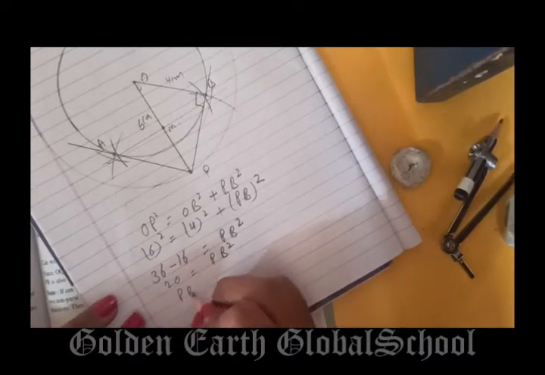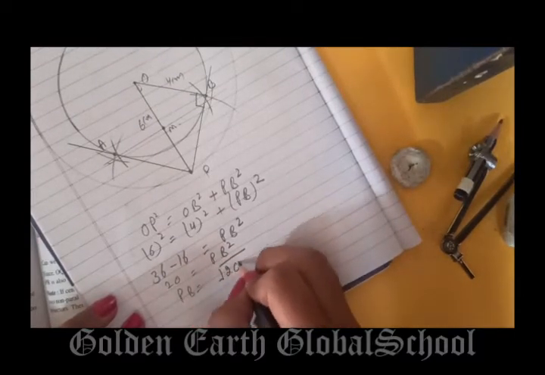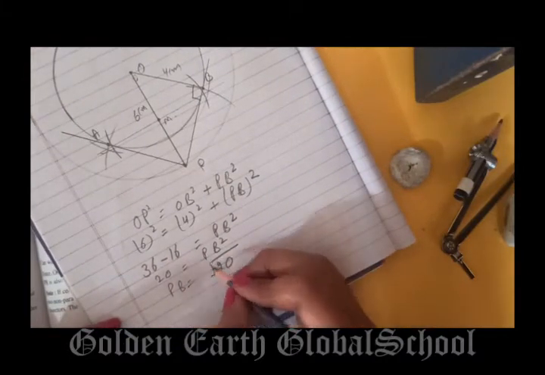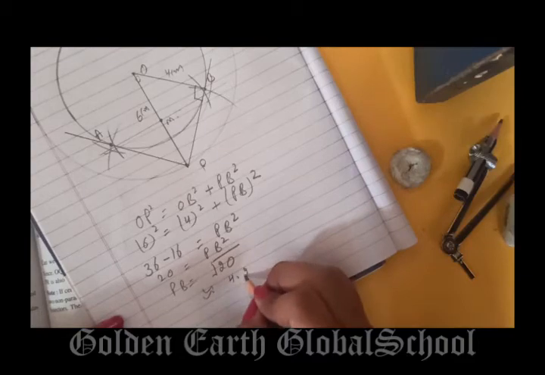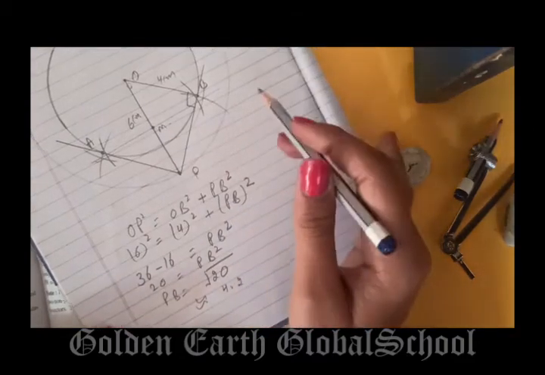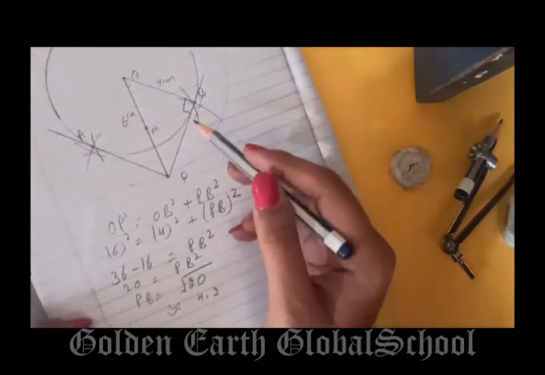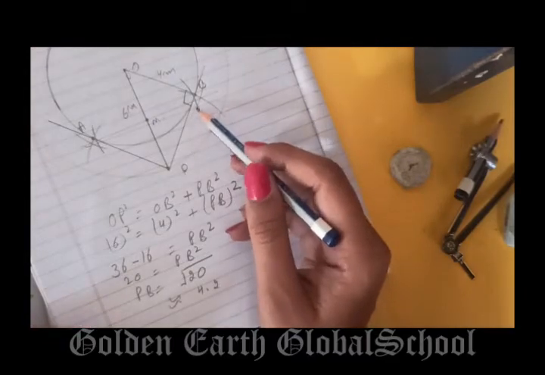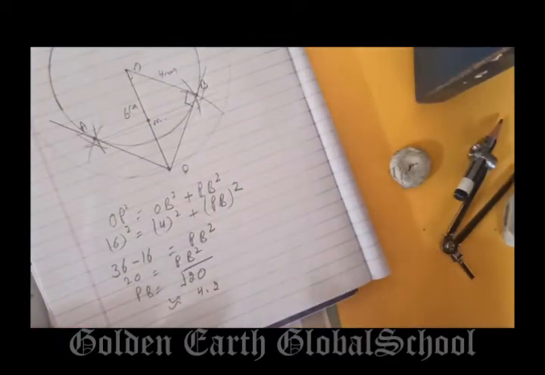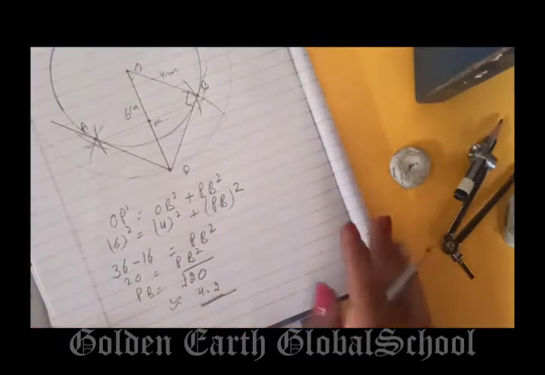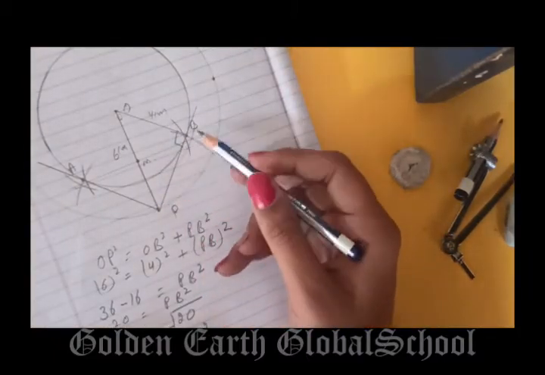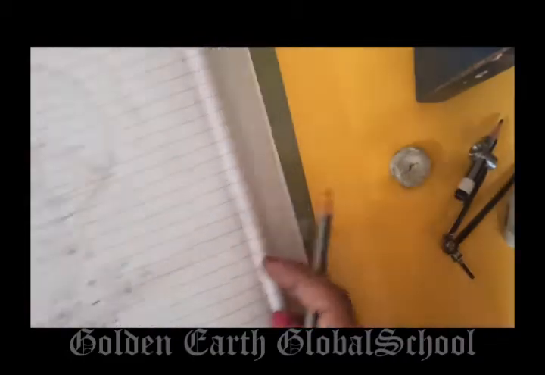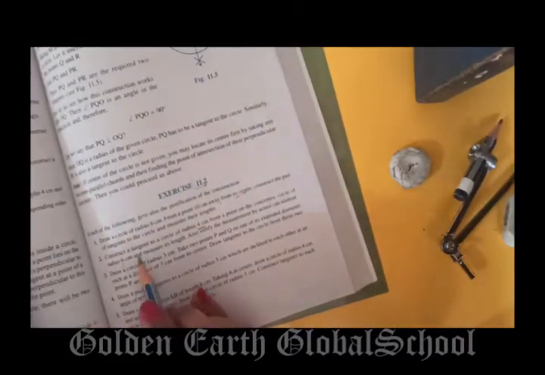So PB is root 20. Root 20 is approximately 4.2 or 3. So this length should be near about 4. More than 4 but less than 5. Clear? So this is the actual measurement. By the calculation, you can measure this with the help of a scale. So this is your second question.